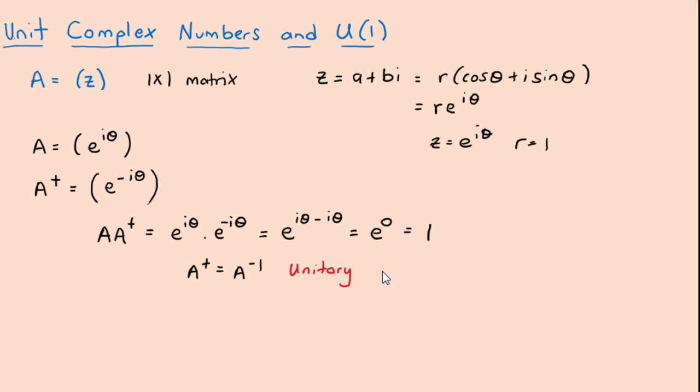Okay, and also it's in this case a 1 by 1 matrix. So this is actually given the name U1. This is a symmetry group, a unitary group of 1 by 1 matrices. Okay, and this is actually at the heart of electromagnetism. This is the symmetry that describes the electromagnetic force. Okay, and we'll be discussing that in more detail in the coming videos.